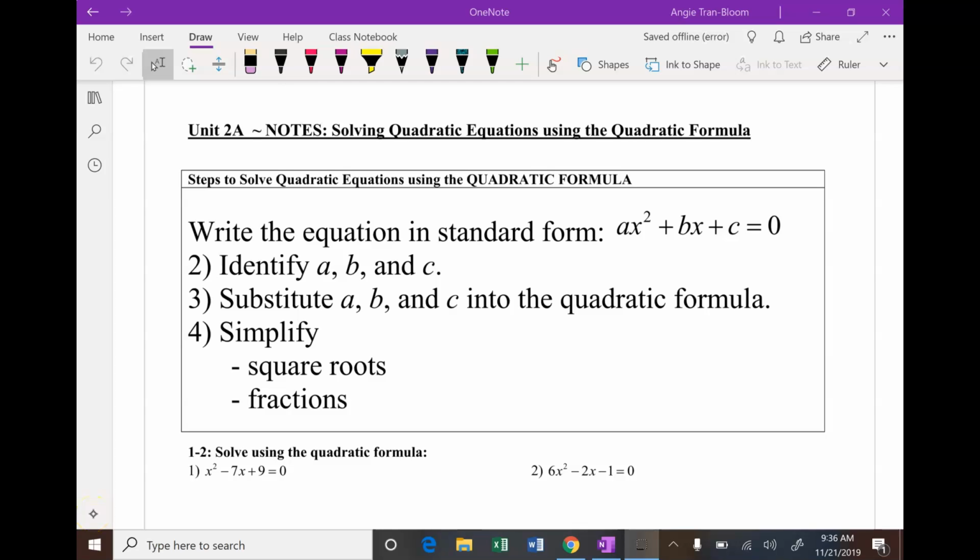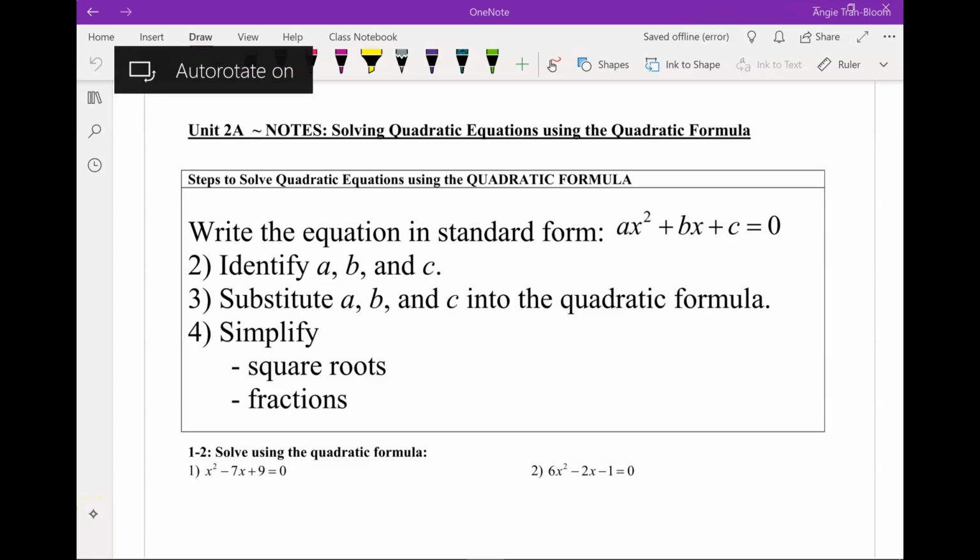Okay, so it looks like I missed number 1, didn't I? So I need to fix this for next year. Okay, here we go. Number 1, can you help me read the step 1?